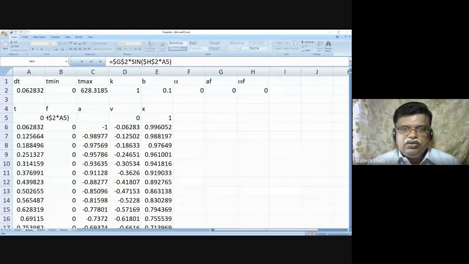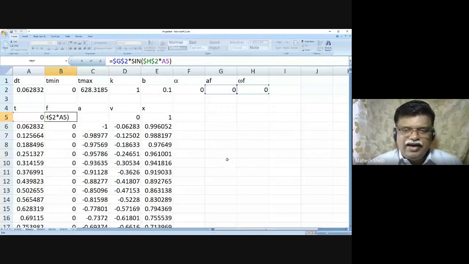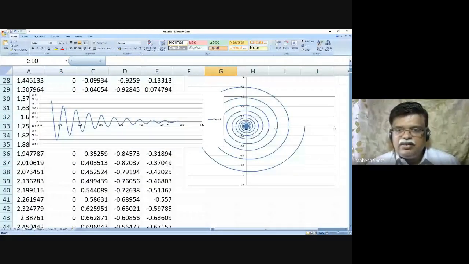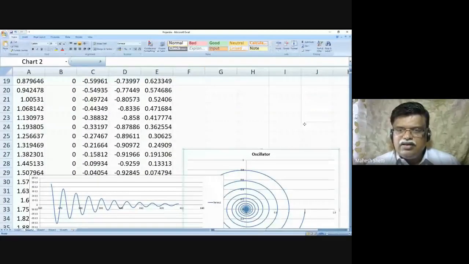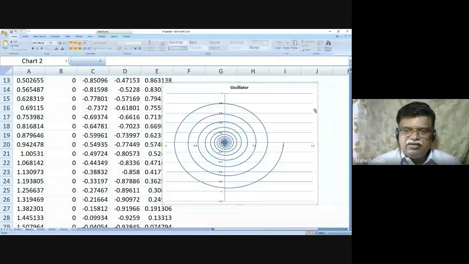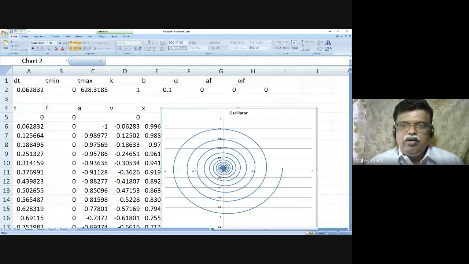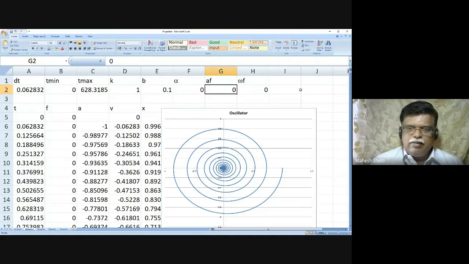The plot is already there. I had just hidden the plot down here, but you can see the plot. This we had already seen earlier. What is happening is it starts at this particular amplitude, and then this is the phase space plot, and it spirals in. Now we are going to add this term of force amplitude.